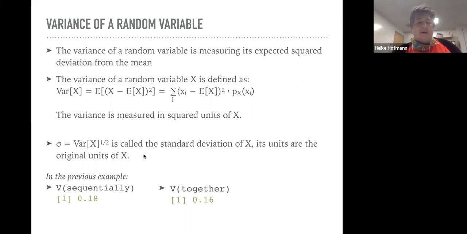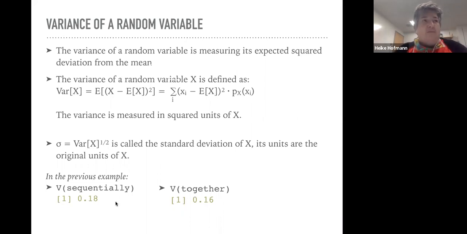So how does that help us? We can again use another function, V, in discrete RV. So V of sequentially, so playing two cards one after the other, gives us a variance of 0.18, and playing together has a variance of 0.16. So we can actually see a difference between the two different strategies.